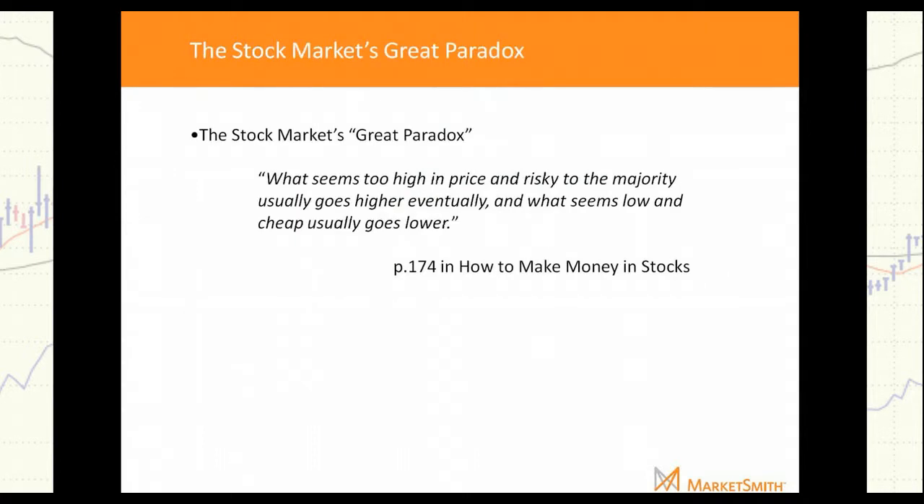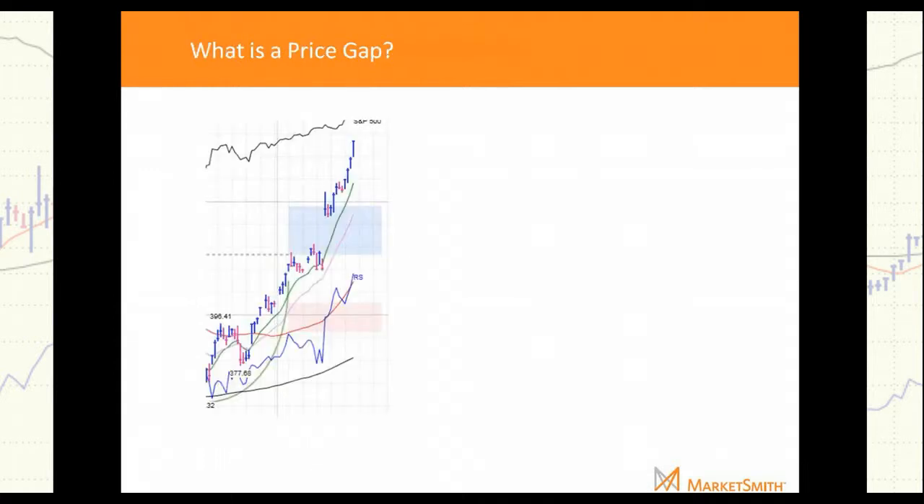Okay, so I wanted to start off with what we call the stock market's great paradox, and this is from the How to Make Money in Stocks book. Quite simply, what seems too high in price has a tendency to go higher, and what seems too low generally will go lower. This is why we buy stocks coming out of bases when they are going into new highs, and avoid stocks that are going into new lows. And with gaps, it's taken to that extreme. They're even more intense. Since we have a lot of people on this webinar, I want to make sure that we are all clear on what a price gap is.